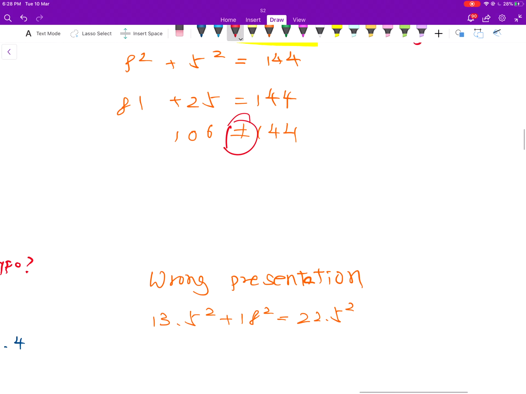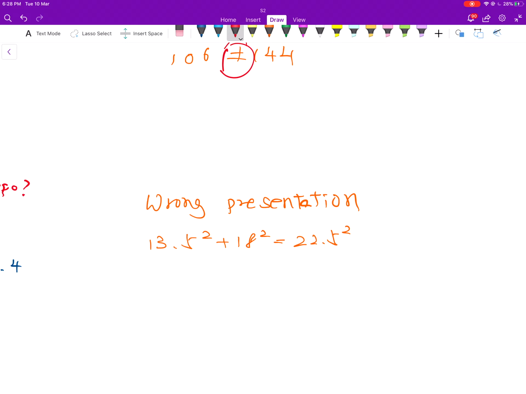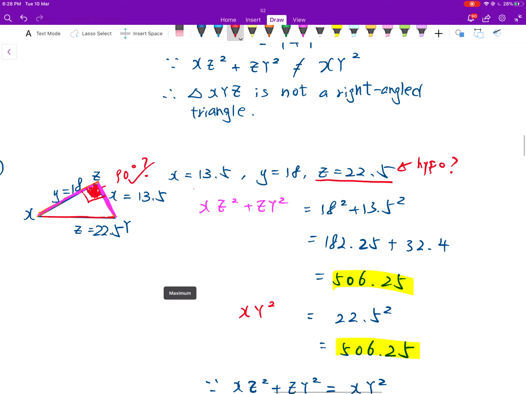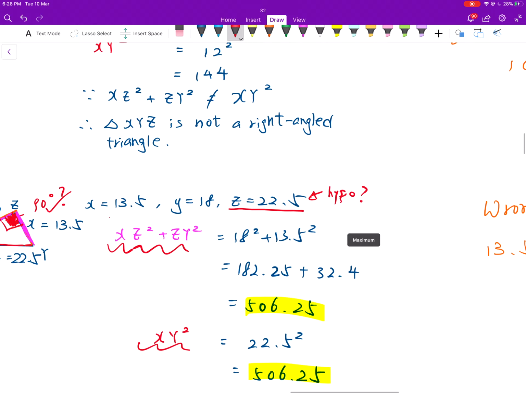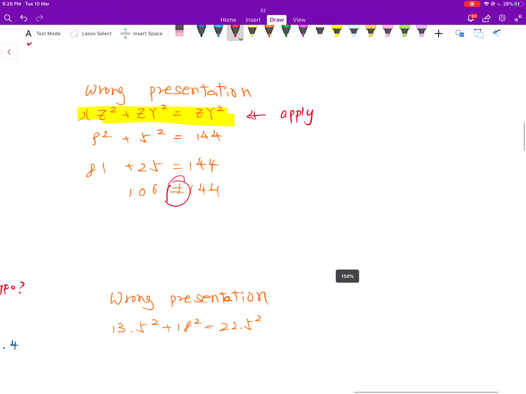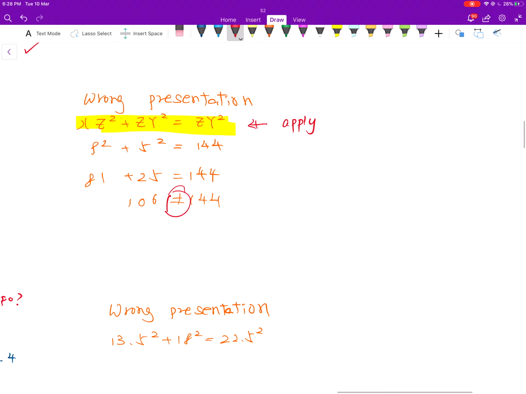Another wrong presentation is that you only write down the numbers, 13.5 squared plus 18 squared equals 22.5 squared. It is only a calculation, but we need to state which side we are proving. We need to state the name of the side. So be careful not to make this kind of wrong presentation, which will not earn marks in your quiz. For wrong presentation, no marks will be given.